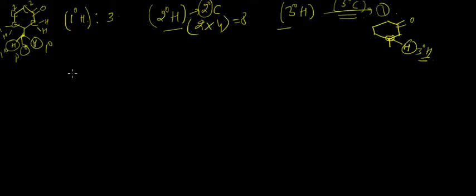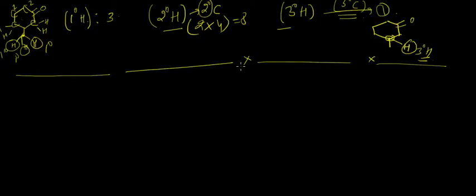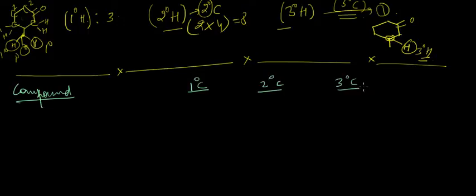Okay, so let us now do some exercises on calculating the degree of carbon atoms in the given compounds. Okay, so we have a compound. 1 degree carbon, 2 degree carbon, 3 degree carbon, or 4 degree carbon. Okay, so we have a compound something like this.